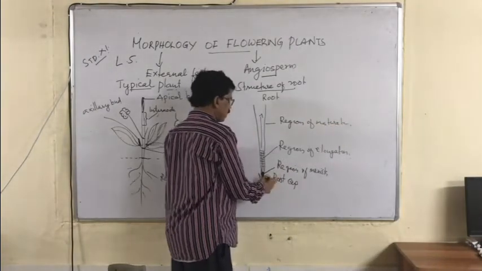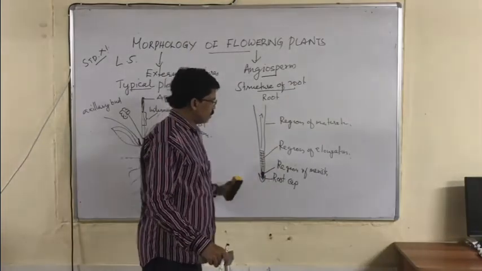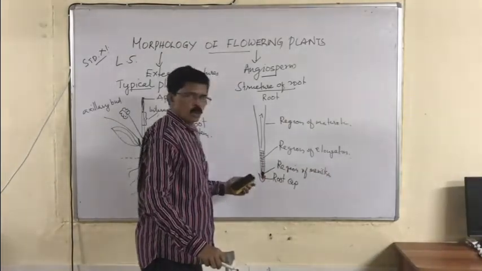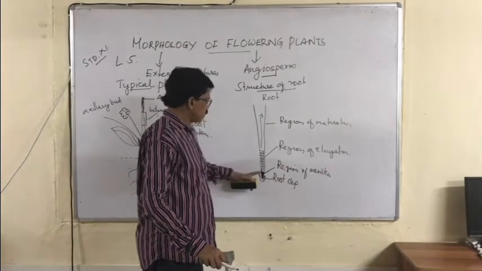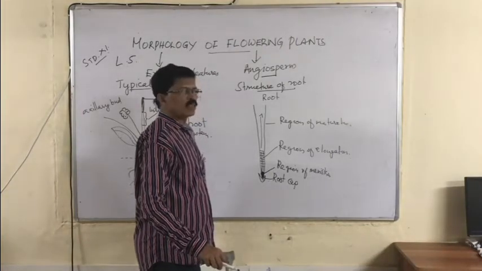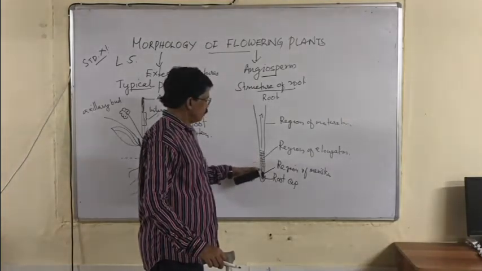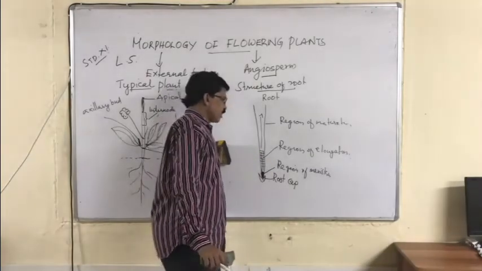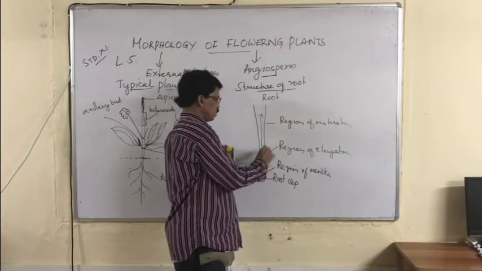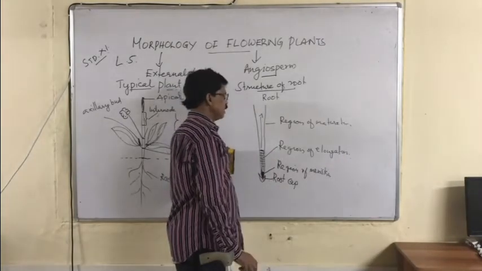The root cap protects the soft meristematic region. The root apex consists of the root meristem. They divide and produce new cells. Those cells move forward and become the region of elongation, the region where the length of the root increases. Above the region of elongation is the region of maturation.